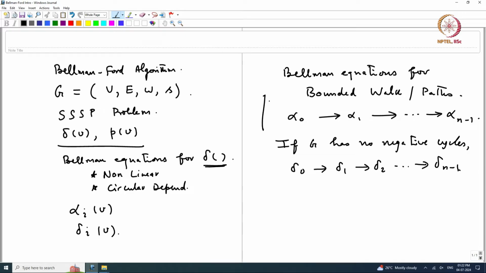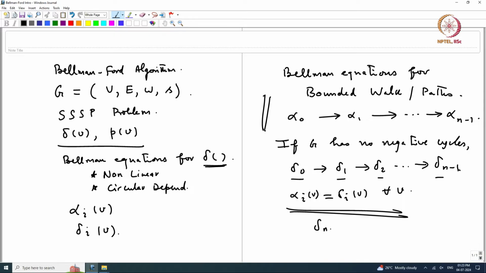This computation is valid for any graph, but if this computation is carried out on a graph that has no negative cycle, the values we are generating are indeed these. That is because for such a G, alpha I V equals delta I V for all V. That is the reason why our computational process, or whatever Bellman and Ford is doing, is leading to an answer. Why does it lead to an answer? Delta n minus 1 V is in fact equal to delta V.